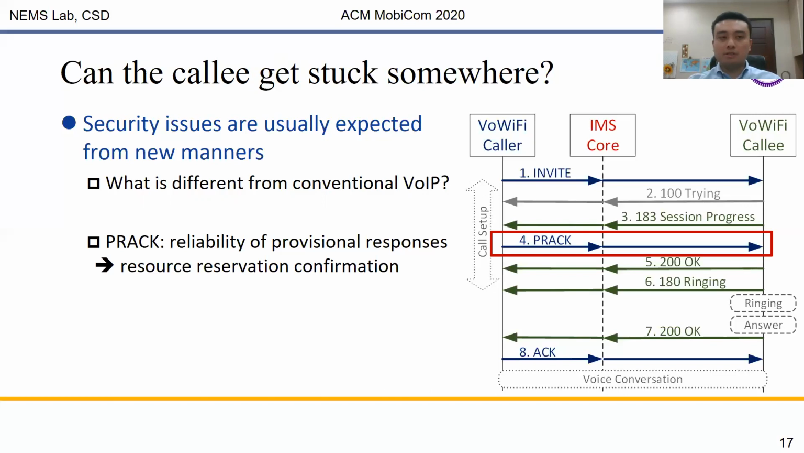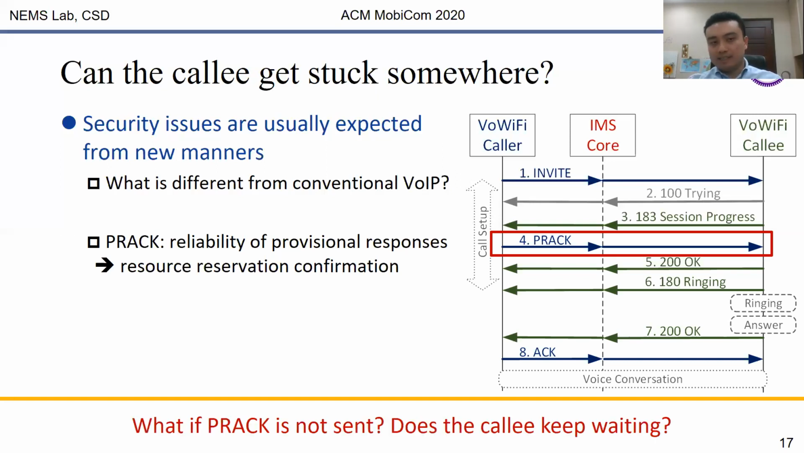The reason we have PRACK in a call procedure is that VoWi-Fi needs to offer carrier-grade call quality. The establishment of an IMS call may fail in the absence of sufficient resource, and meanwhile the callee may have been alerted. Without sufficient resource, an invalid call may cause a phone to ring. This is not acceptable in cellular voice services. PRACK is introduced for this resource reservation confirmation. It is sent by the caller after receiving the session progress.